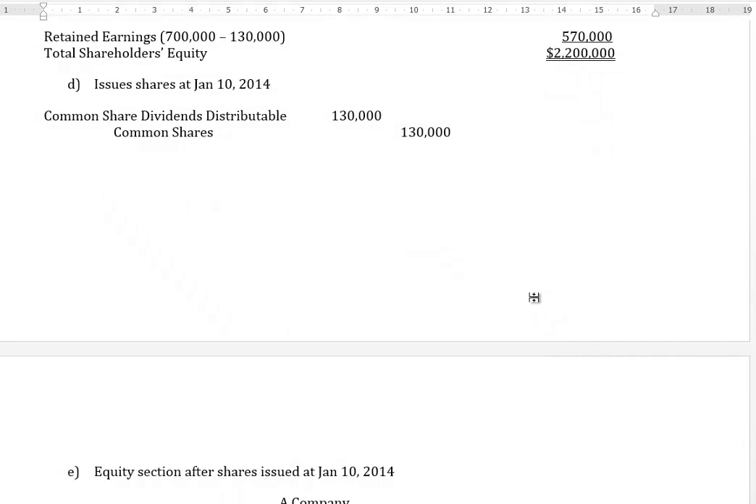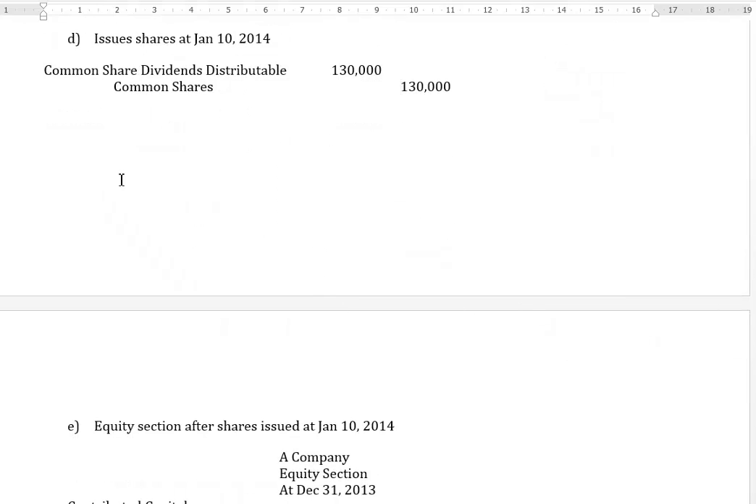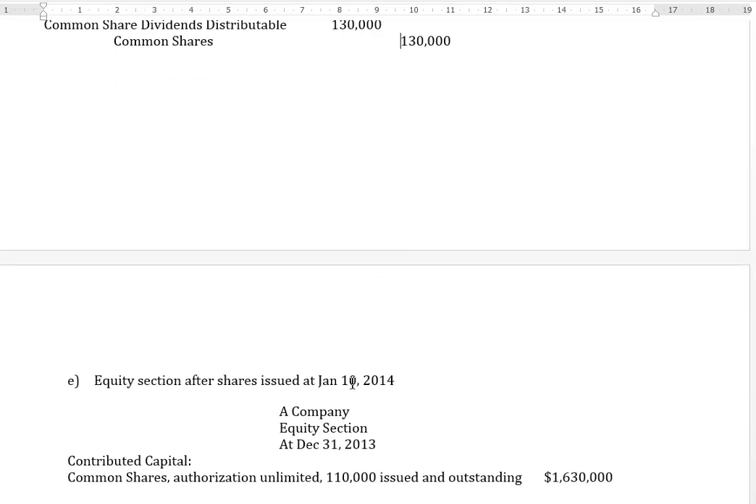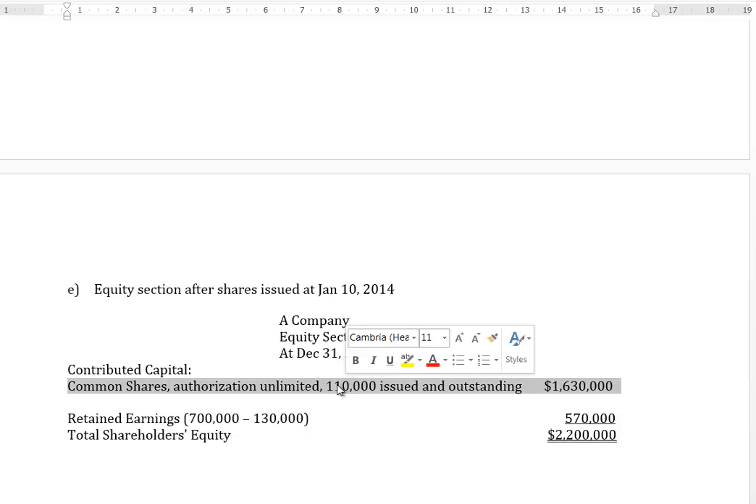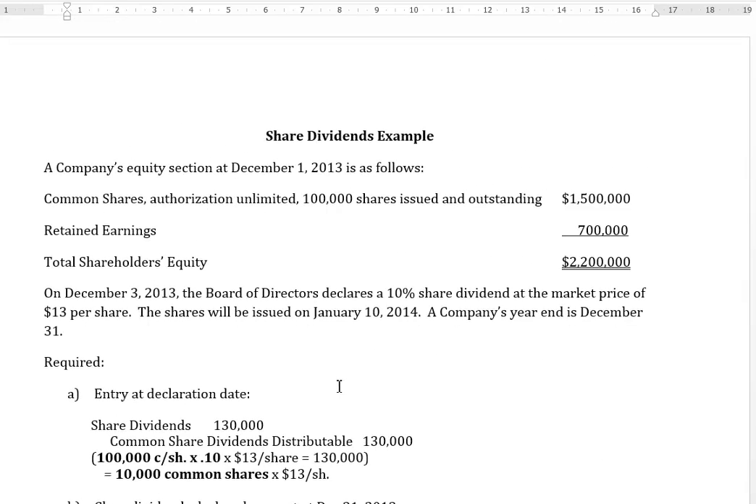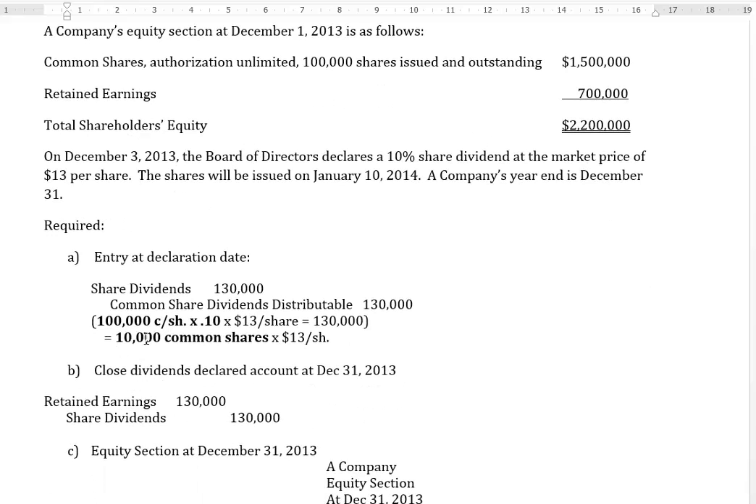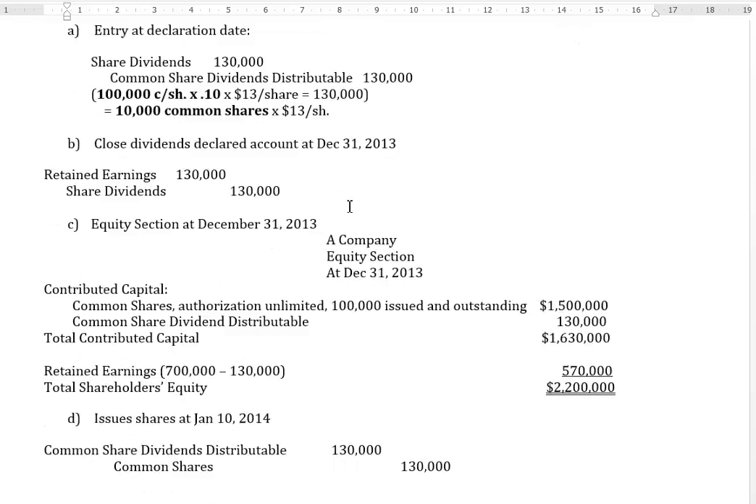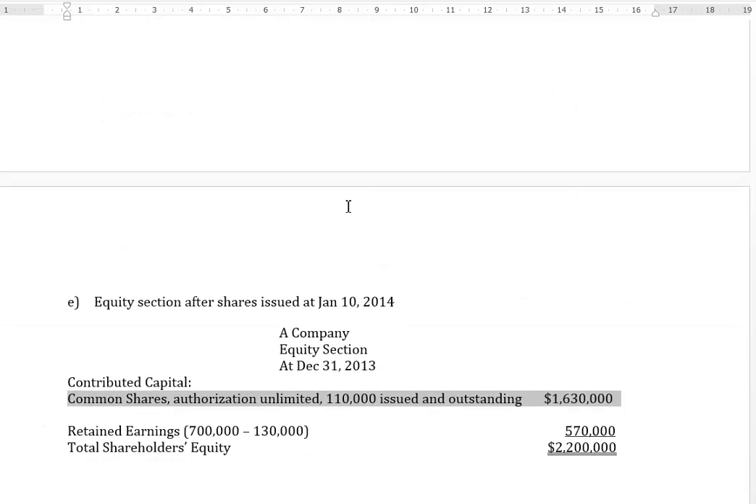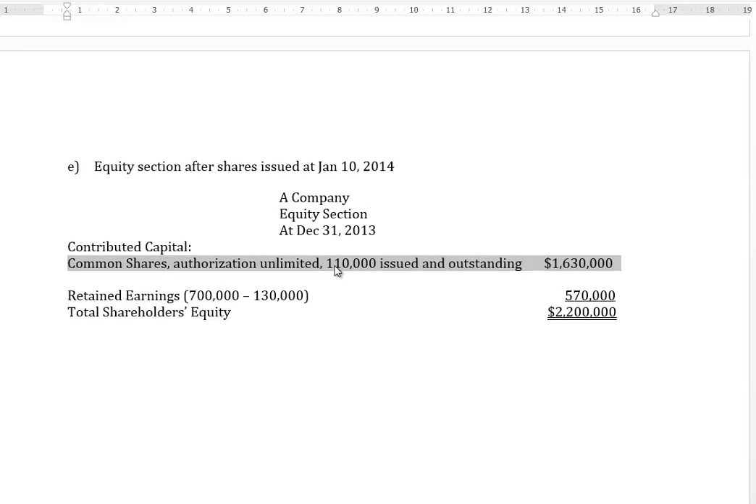So now if we did a balance sheet after we issued the shares, what would we have in the equity section? Now we'd have those additional 10,000 shares issued. Remember, we calculated up here that we were going to issue 10,000 new shares on January the 10th. We just had to value them up here for the share dividend. Well, now they're issued. So it's no longer 100,000 shares, it's 110,000 shares.